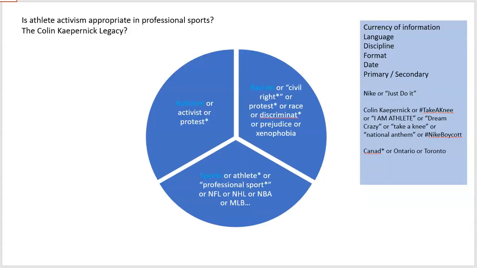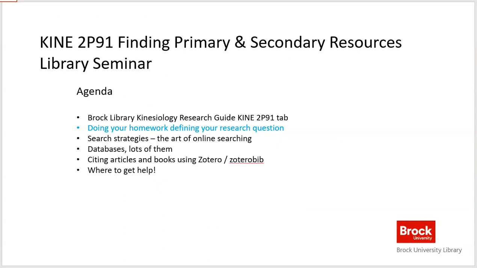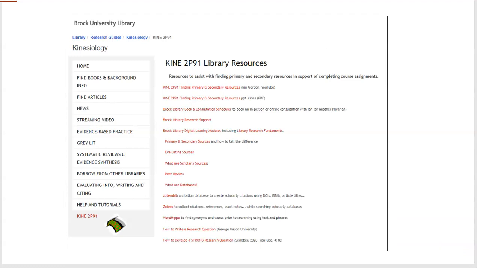So as I go back to my search strategy, I've got my key concepts, and I've got my words on the right-hand side. These are the words I'm going to use to search, noting that there's many that can be used. Doing your homework, defining your research question. So you kind of got a research question. You've kind of developed your concepts and your keywords, but really you need some context.